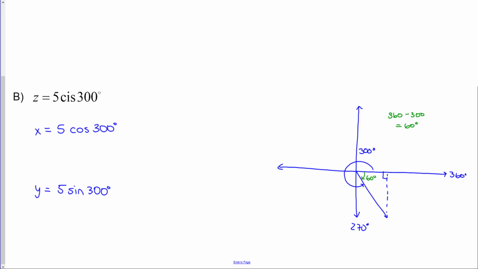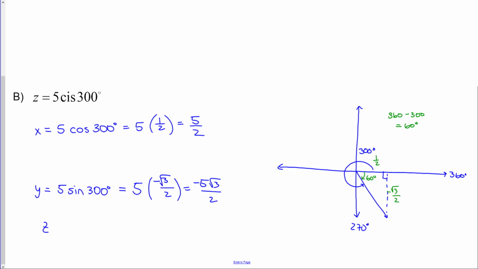So opposite the 60 degree angle is going to be the middle sized value, which is root 3 over 2, and opposite the 30 degree angle there would be 1/2. In terms of positives and negatives, I'm in quadrant 4, so all students take calculus, which means cosine values are positive. So that would mean that value right there, which is a sine, would need to be negative root 3 over 2. Now, to work these out, 5 cosine of 300 is determined to be 1/2. So that gives me 5/2. 5 sine 300 degrees would be 5 times negative root 3 over 2, which would be negative 5 root 3 over 2.